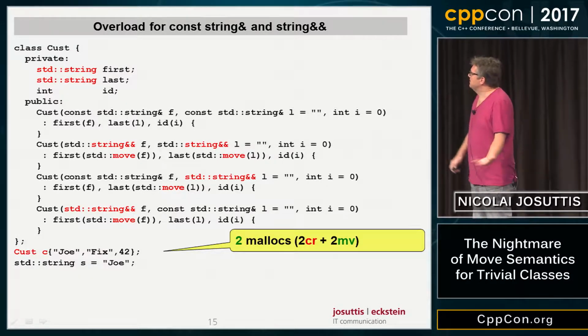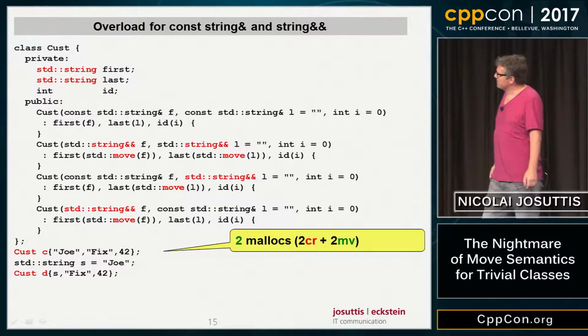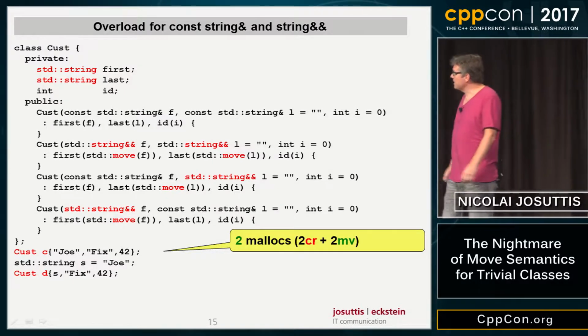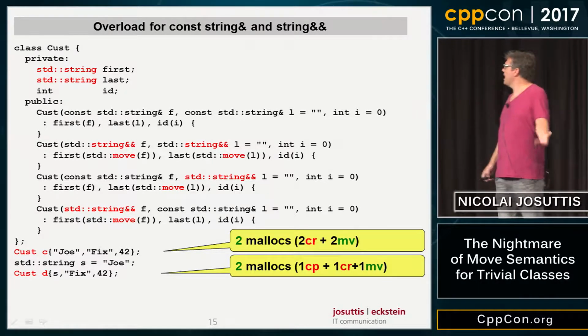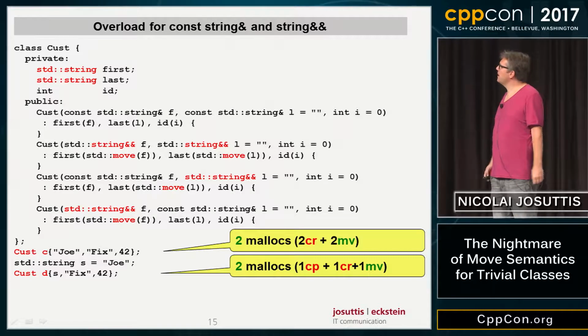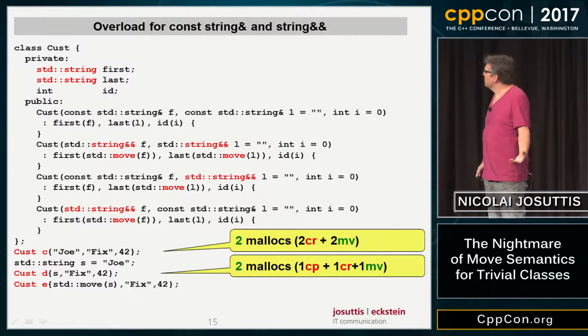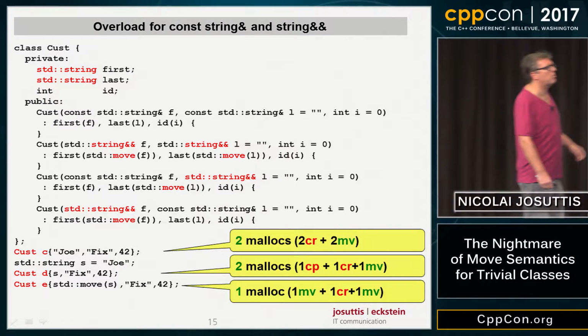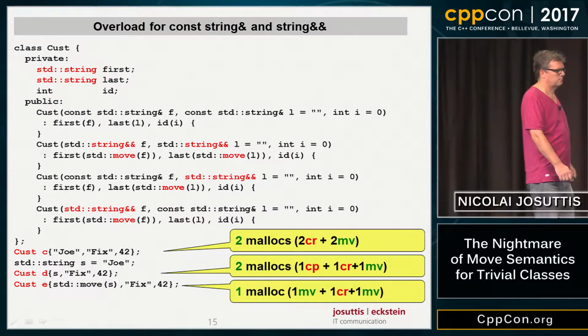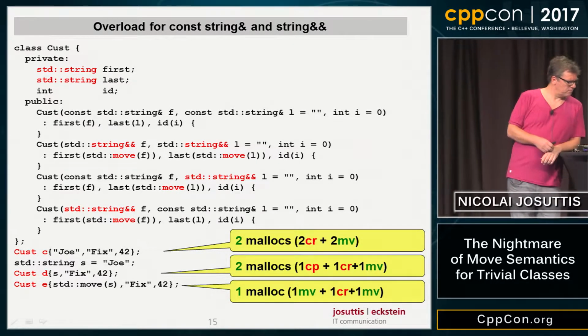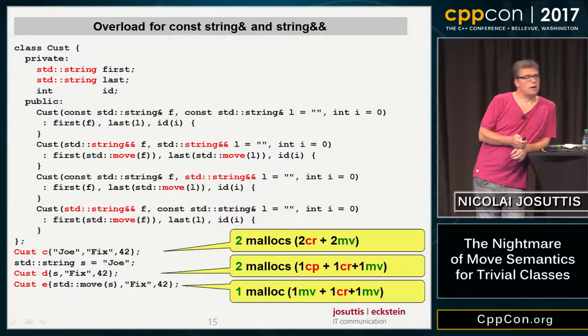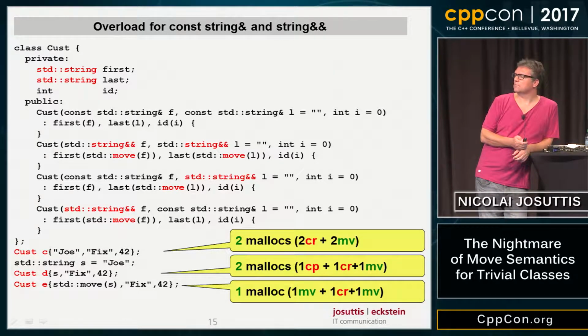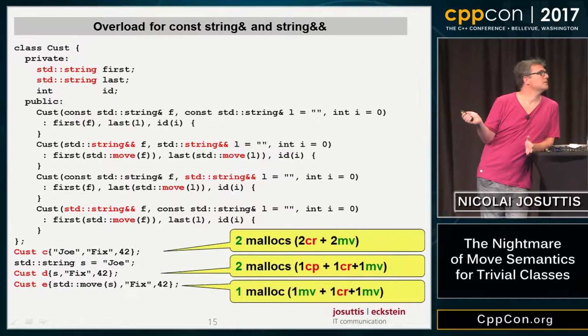So here are some other examples, so that, for example, if we pass a string and a string literal, we have not 3, but 2 mallocs. And with move semantics, we have now 1 malloc, and that's almost perfect. 10 minutes are gone, and I've explained C++. It's easy. Let's just do it.